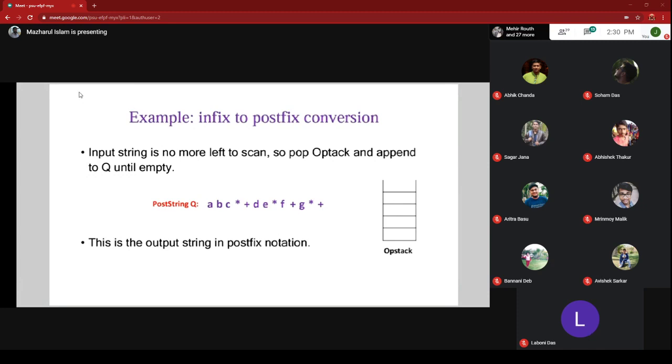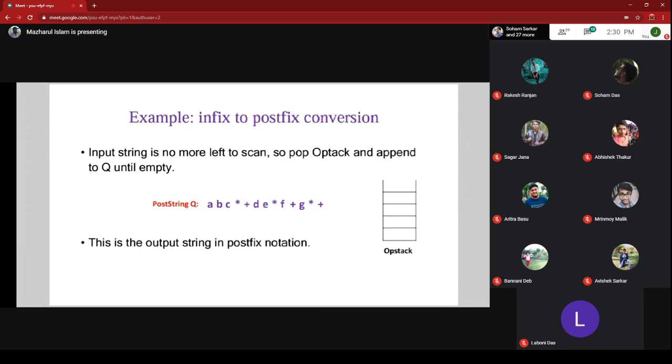So what kind of question may you face in your exam? A question may come: write the procedure or algorithm to convert an infix expression to a postfix expression. Or a question may come: convert this infix expression to a postfix expression. This is just the conversion. Evaluation is different: 2 plus 3 has the postfix expression 2, 3, plus, but the evaluation of 2 plus 3 is 5. So this is the example.